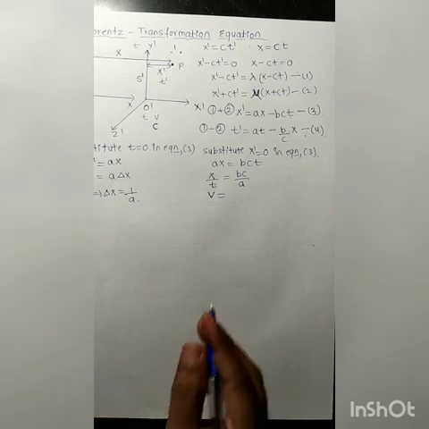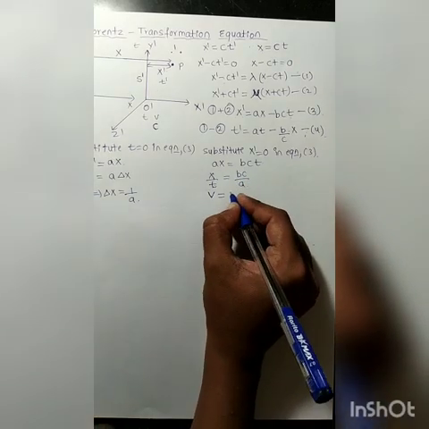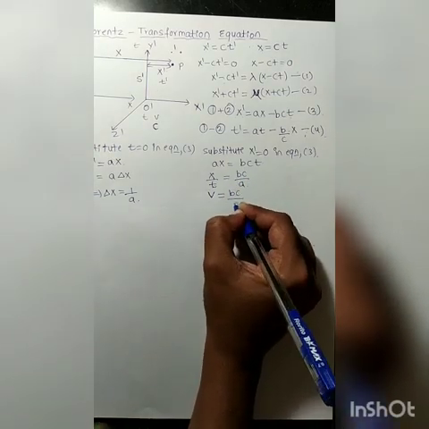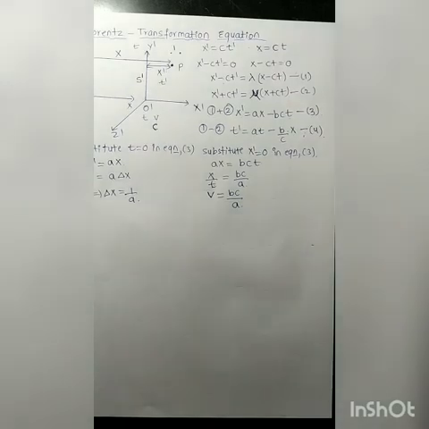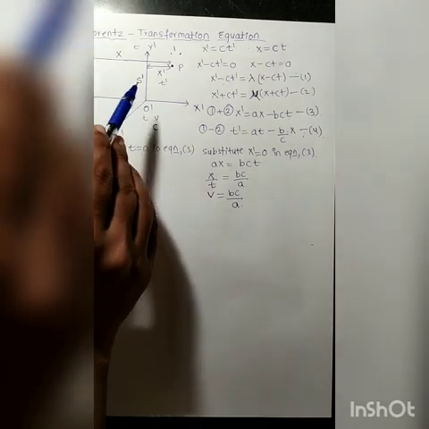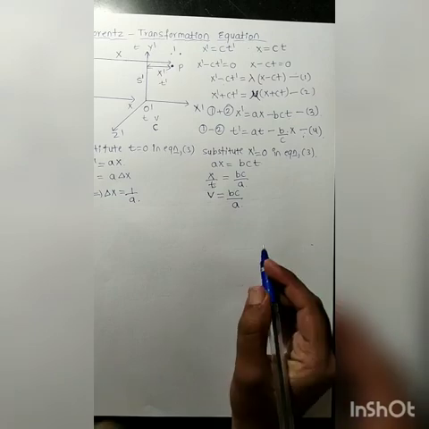So now we got the velocity with which the s dash frame is moving. With how much velocity is it moving? It is moving with the velocity equal to bc divided by a. So this is the equation we got, and from this equation we measured the velocity of the s dash frame, with how much speed it is moving.